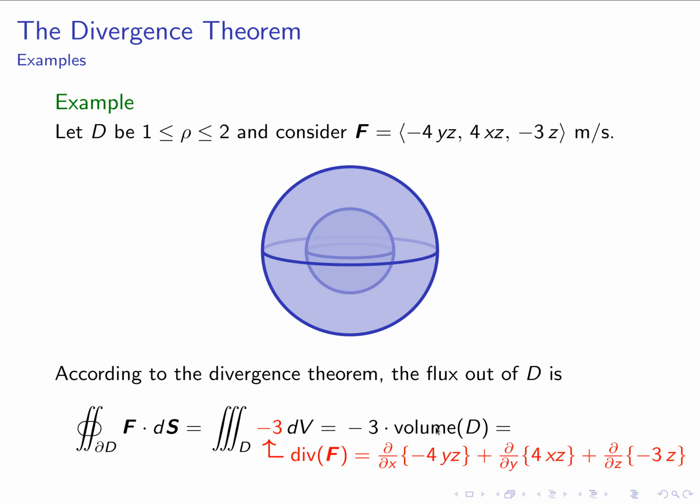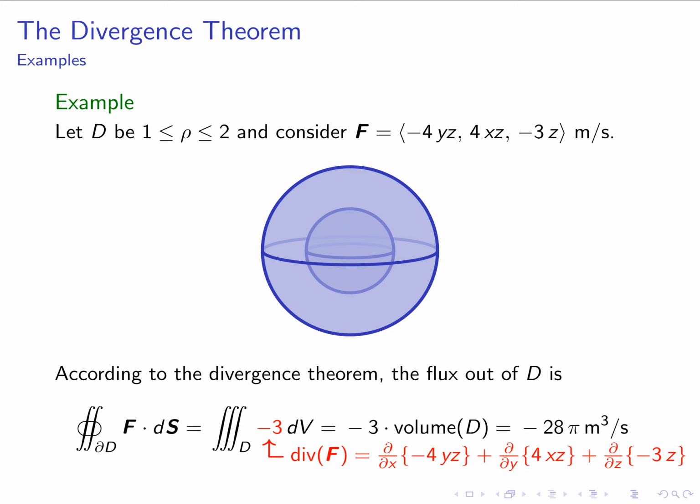thing as -3 multiplied by the volume of this region. And to calculate the volume, all we need to do is calculate the volume of the outer sphere and subtract the volume of the inner sphere, and then we multiply that quantity by -3 here. When we do the arithmetic, we end up with -28 pi meters cubed per second, which is exactly what we got previously, except by using the divergence theorem, we've simplified our calculation.